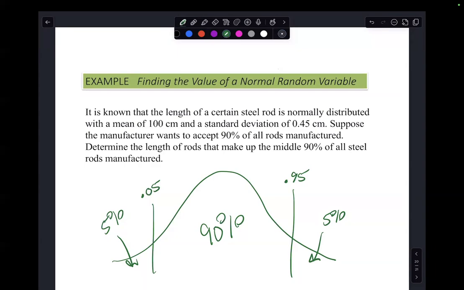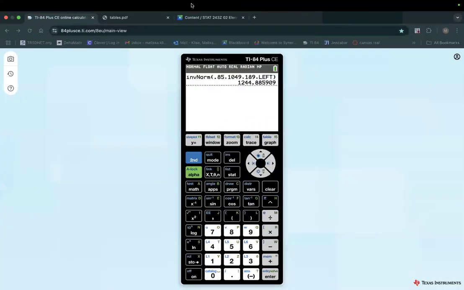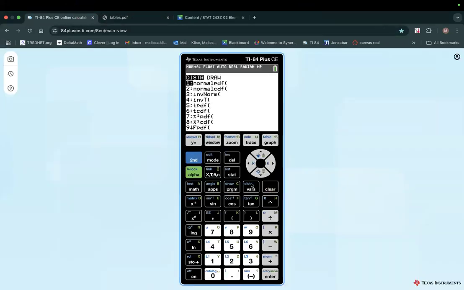Let me show you. I keep going the wrong way. So in my calculator, I was already on my calculator. Clear. I'm going to do inverse norm, second vars, go to inverse norm, and I want 0.95 because that's going to be my upper area. My mean is 100. Standard deviation was 0.45. We're sticking with the left. Just leave that there, paste it, and I'm going to hit enter. So the value that represents the top, that 95% mark, is 100.74 centimeters.